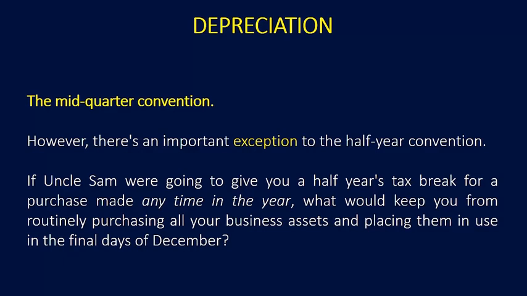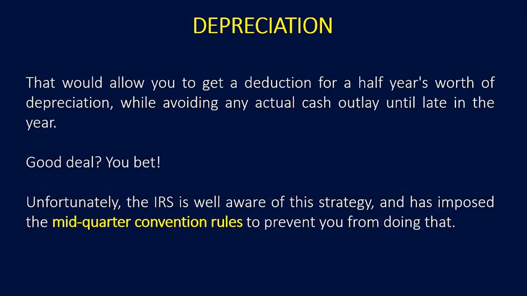There's an exception to this half-year convention. If Uncle Sam were going to give you a half-year's tax break for a purchase that's made any time during the year, then what's going to keep you from routinely purchasing all of your business assets and placing them in use in the final days of December? Well, that would allow you to get a deduction for a half-year's worth of depreciation while avoiding any actual cash outlay until later in the year. Good deal? You bet. But unfortunately, the IRS is well aware of this strategy, and they've imposed the mid-quarter convention rules to prevent you from doing just that.